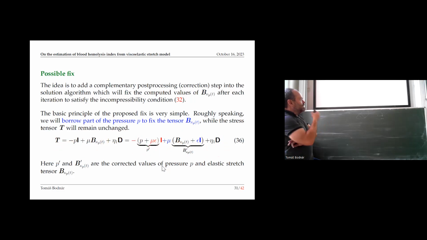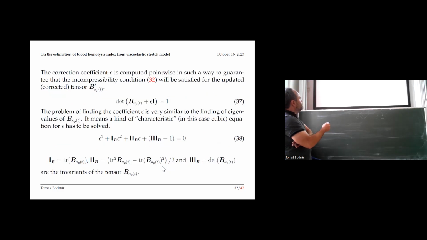And the pressure is then updated in the next iteration. So if you try to find what should be the correct epsilon in this algorithm, you will start from this kind of equation. After you add this epsilon times identity, you would like to have the determinant equal 1. And if you expand it using the invariants of the tensor B, you will come to this almost like characteristic equation that you need to solve for epsilon.